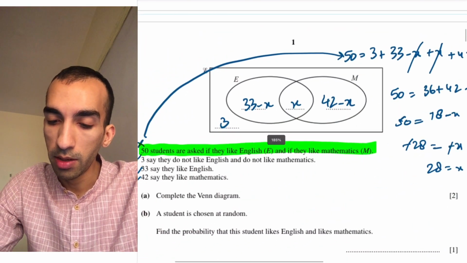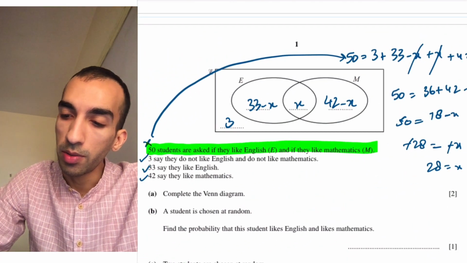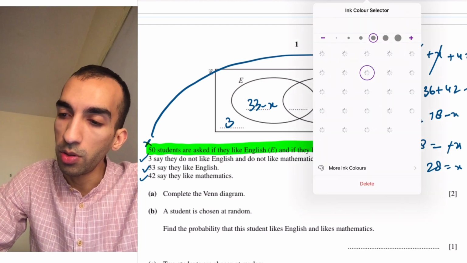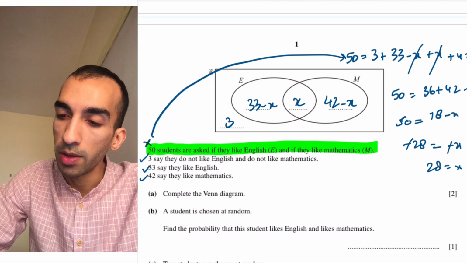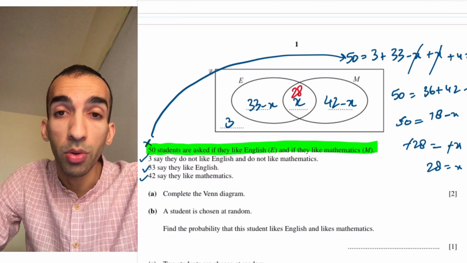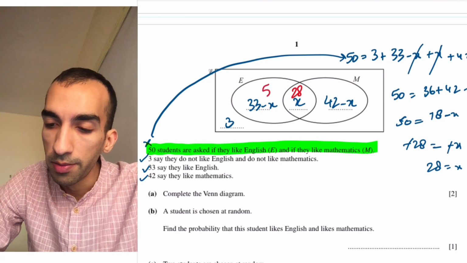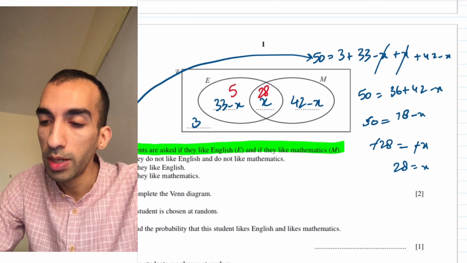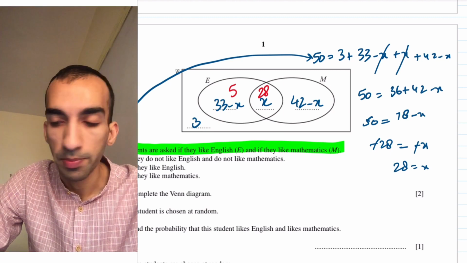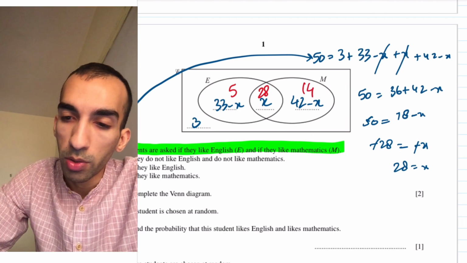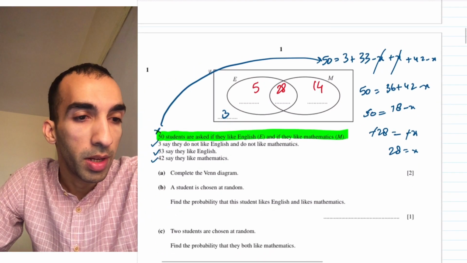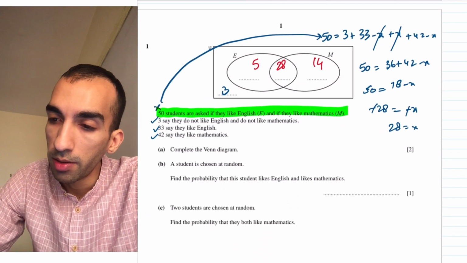Now what does this 28 represent? This 28 represents this value. Let me write down the new values that we've just found out in red. So X is represented by 28. So 33 minus 28 is going to give us 5, and 42 minus 28 is going to give us 14. So when the question says complete the Venn diagram, this is the final solution: 3, 5, 28 and 14. This gives you 2 marks.